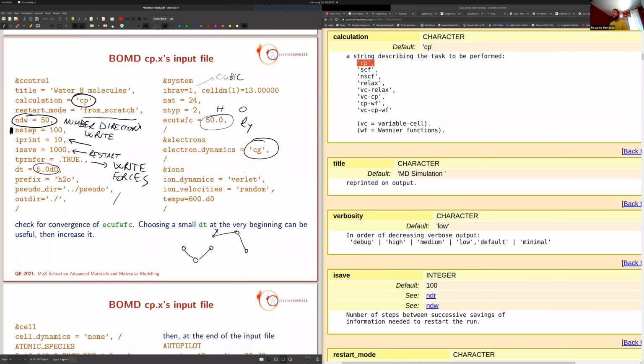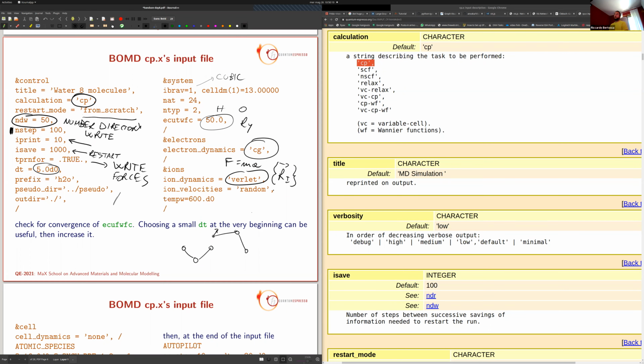Then here we say, I want the Newton equations, and I want to integrate them with the Verlet algorithm for the ionic degrees of freedom. That means the R_i, all these quantities. Then, how do I select the initial velocities of the atoms?